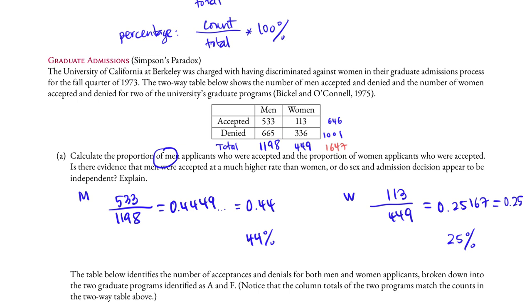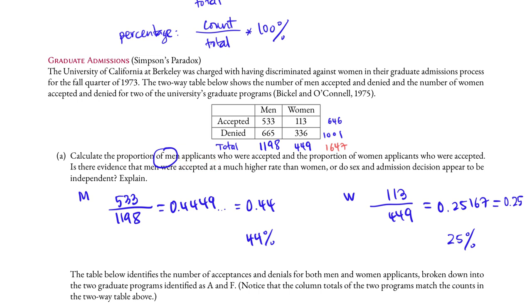Now, if the question asks us to calculate the proportion of accepted applicants who were men, then we would find out how many accepted total, in this case 646, and how many men. So the computation would have been 533 divided by 646. So make sure we read the question carefully.